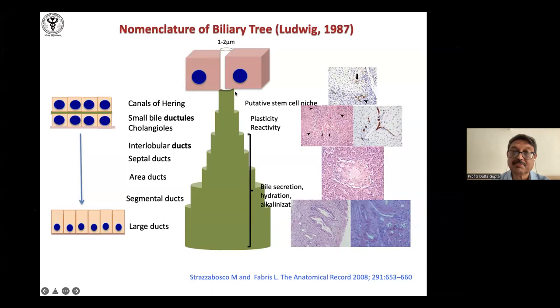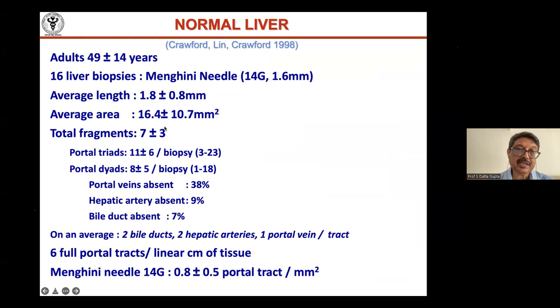You can't see them normally. And then, of course, the bile ducts gradually increase in size. 15 microns is the size of, say, a neutrophil. So from that size, they are the small bile ductules or cholangioles. Then they increase to interlobular ducts, which you can usually see very easily, septal ducts, area ducts, and large ducts. Okay, so that's how the biliary duct is seen in the portal tract. They are large. Now, in a portal tract, because of the sectioning, you can see all the three structures: bile ducts, hepatic artery, and portal vein.